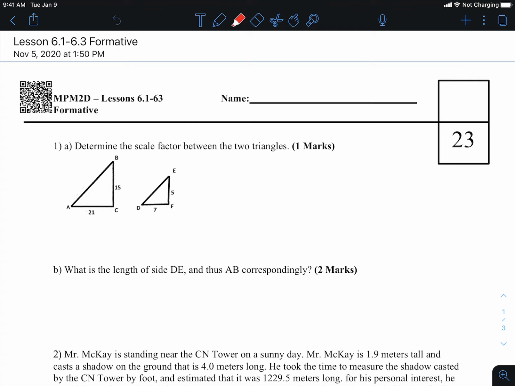Here we go. Okay. Oh, hey, Rena, go sit down. Let's go. Okay.